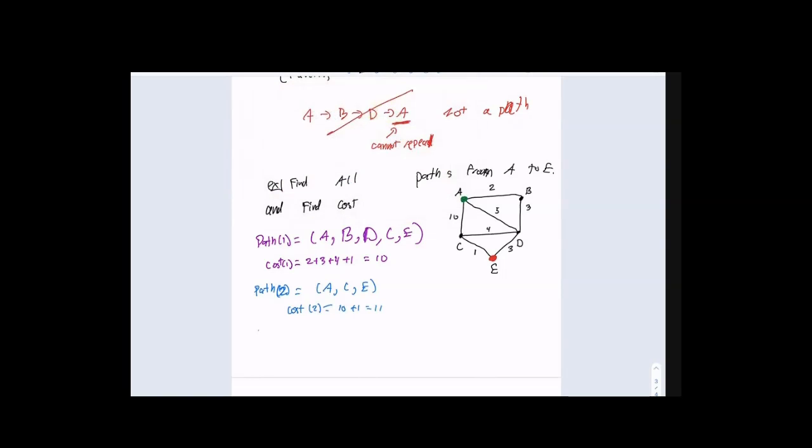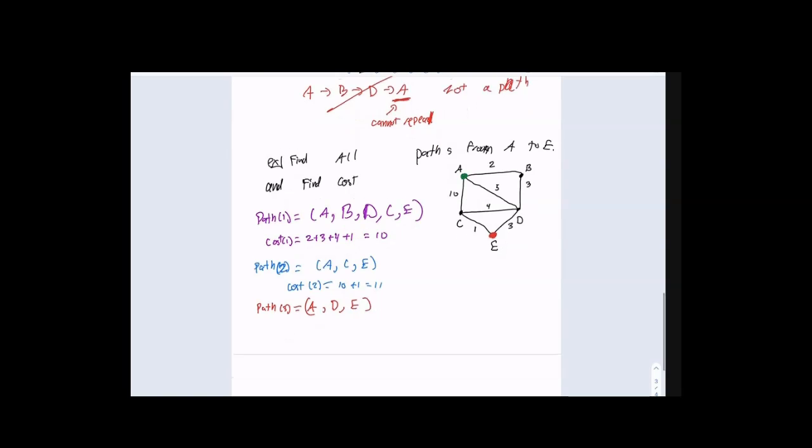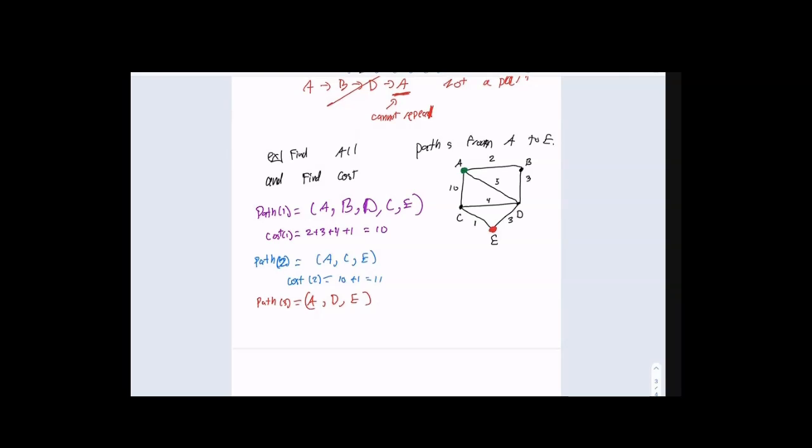Can I get another one? A, D, E. Perfect. That has a cost. I'm not going to go through all the costs. I just want to kind of finish these off.